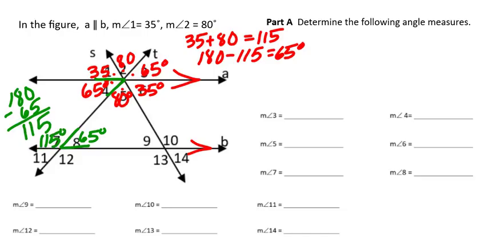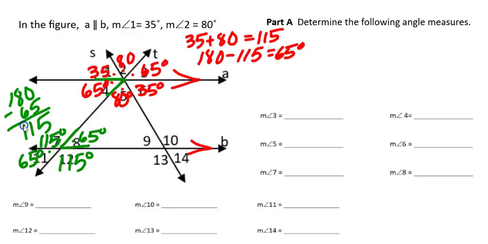And again, we have some vertical angles here. So angle 8 and angle 11 are vertical angles. So this is 65 degrees down here. 115, 7, and 12 are also vertical angles. So that's 115 as well. So now let's move over here to the right.